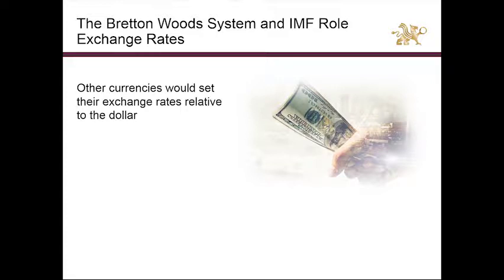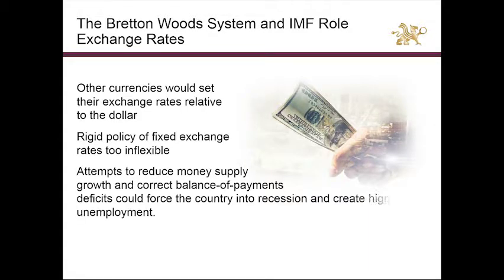Although monetary discipline was a central objective of the Bretton Woods Agreement, it was recognized that a rigid policy of fixed exchange rates would be too inflexible. It would probably break down just as the gold standard had. In some cases, a country's attempts to reduce its money supply growth and correct a persistent balance of payments deficit could force the country into recession and create high unemployment. The architects of the Bretton Woods Agreement wanted to avoid high unemployment, so they built limited flexibility into the system. Two major features of the IMF Articles of Agreement fostered this flexibility: IMF lending facilities and adjustable parities.